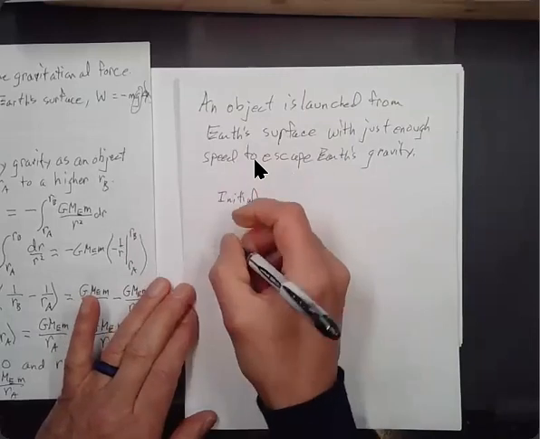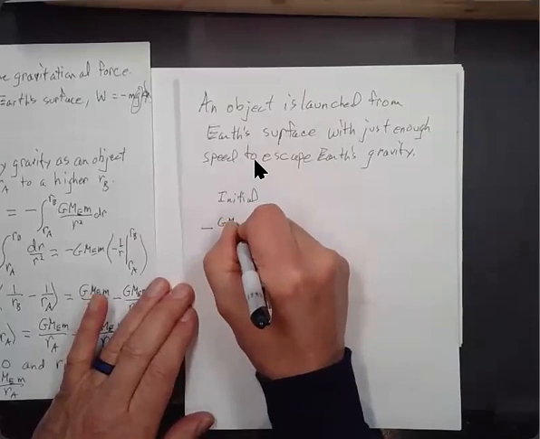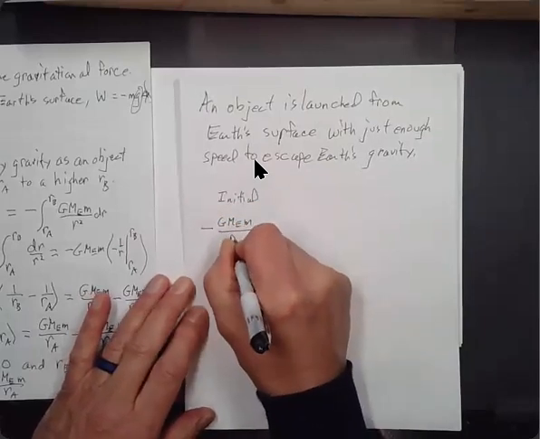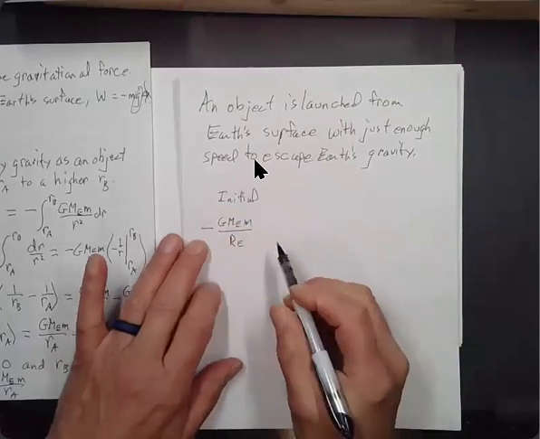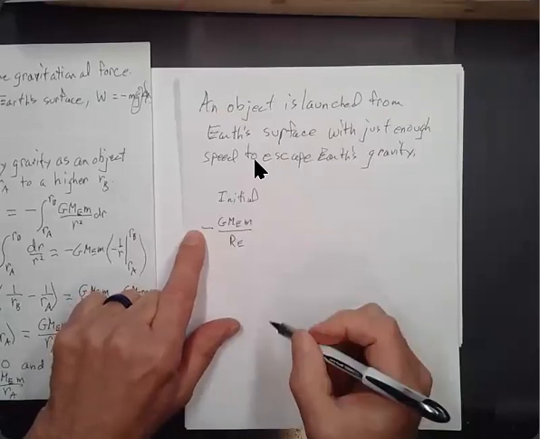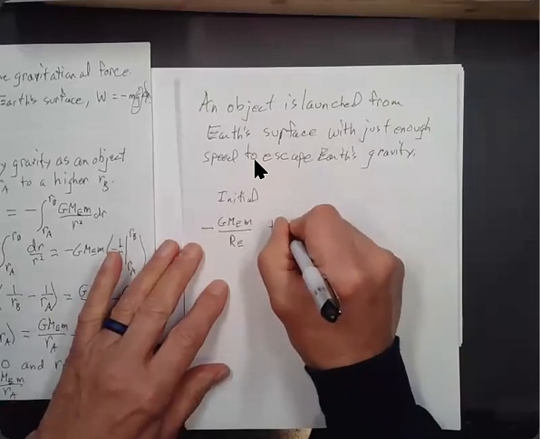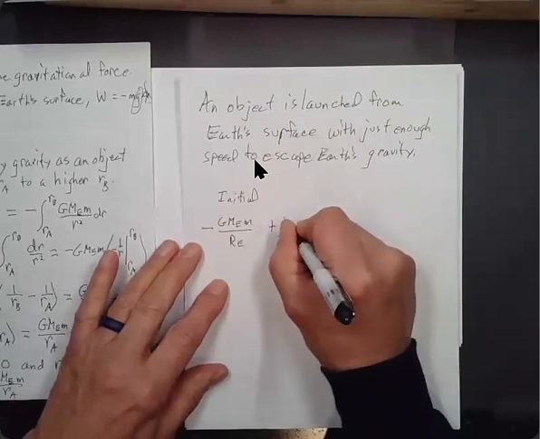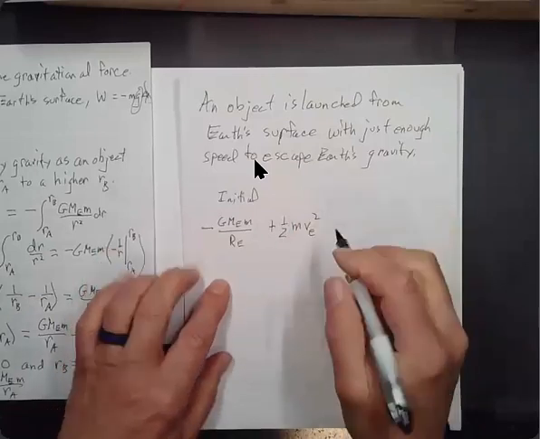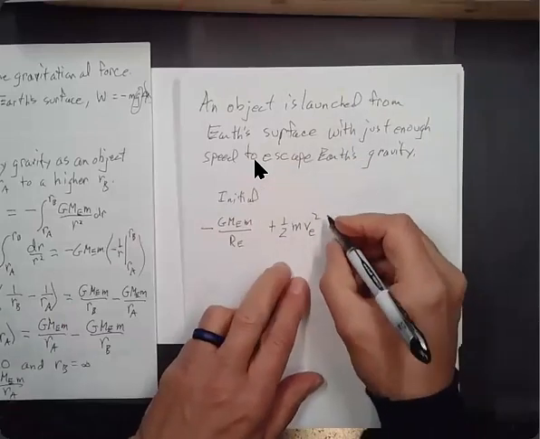At the initial situation, its energy will be minus G times the mass of the Earth times the mass of the object divided by, in this case, the radius of the Earth. Okay, that's its initial point. It's on the surface of the Earth. But we give it some kinetic energy there, and I'm going to call that kinetic energy 1/2 m v sub e squared, where v sub e is the escape speed. So there's our initial energy.